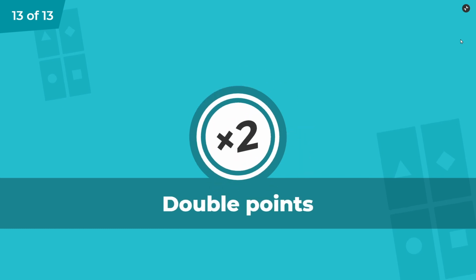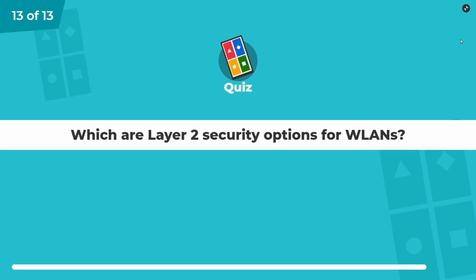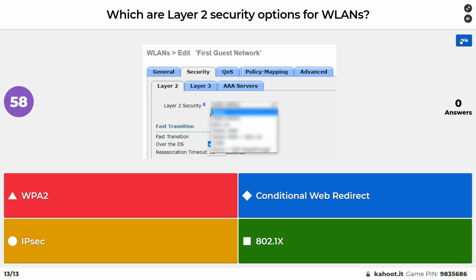Multiple select, double points, everything's on the line right here. Which are layer 2 security options for wireless local area networks? Good luck, everybody.